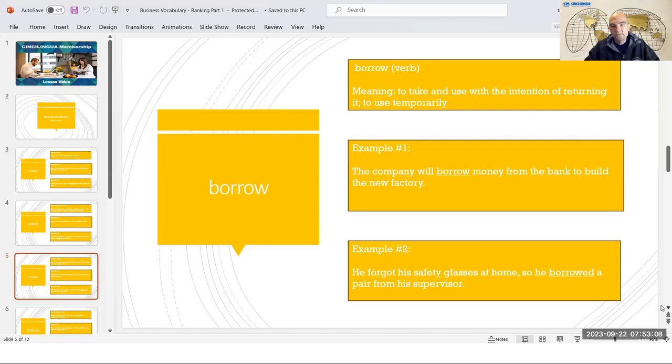Example number 2: he forgot his safety glasses at home, so he borrowed a pair from his supervisor. So he used his supervisor's glasses temporarily. He intended to return them at a later time.